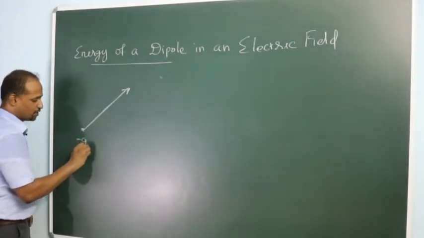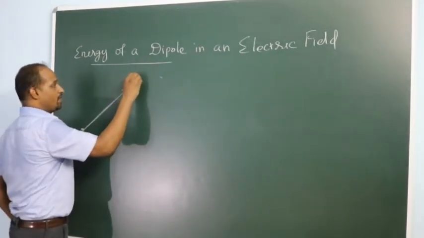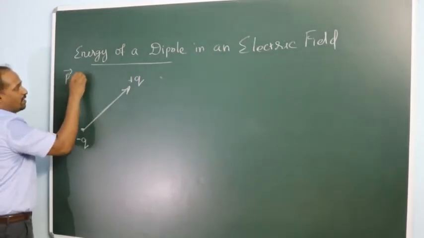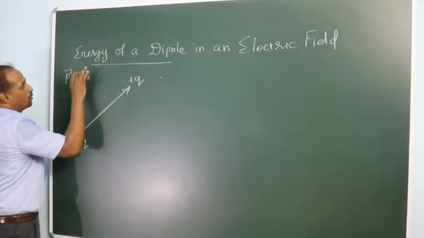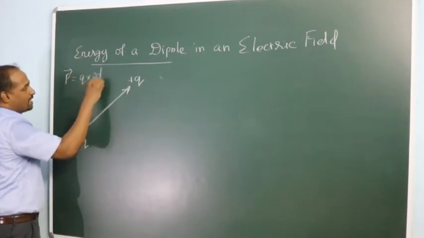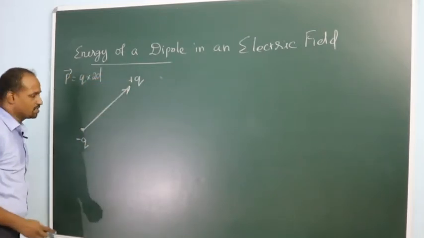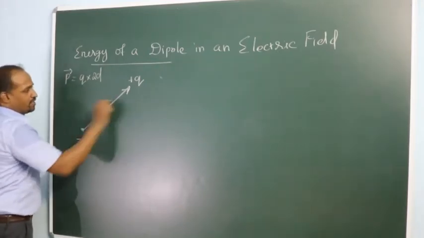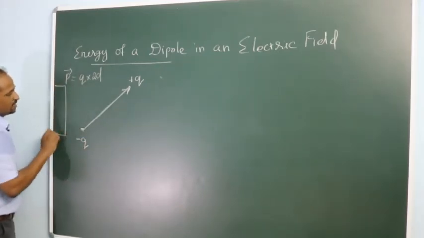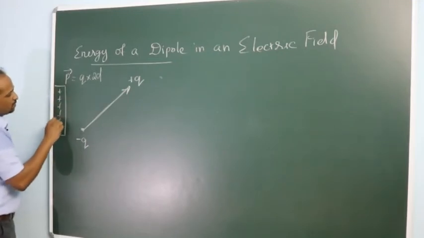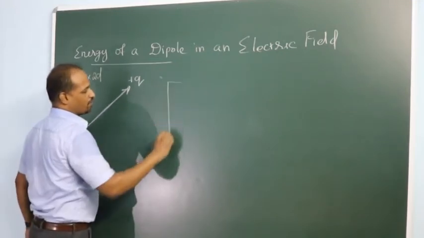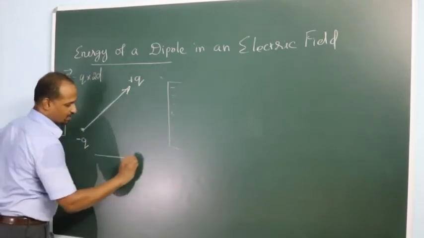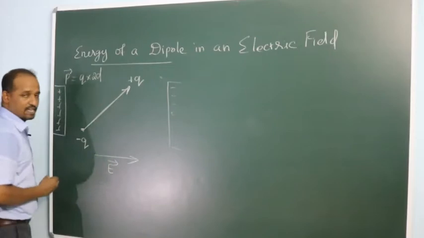Let us assume minus q over here and plus q over here. The direction of the electric dipole moment is a vector, that is q into 2d. Its direction is from negative charge to positive charge. Here the lines of force are going in this direction, and the direction of the electric field is in this direction.